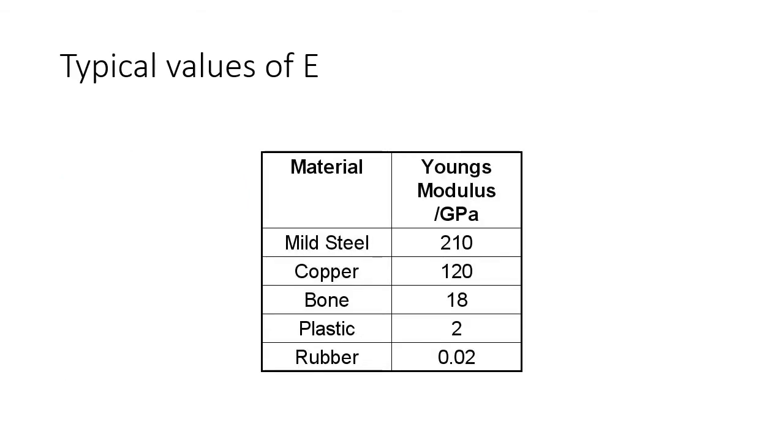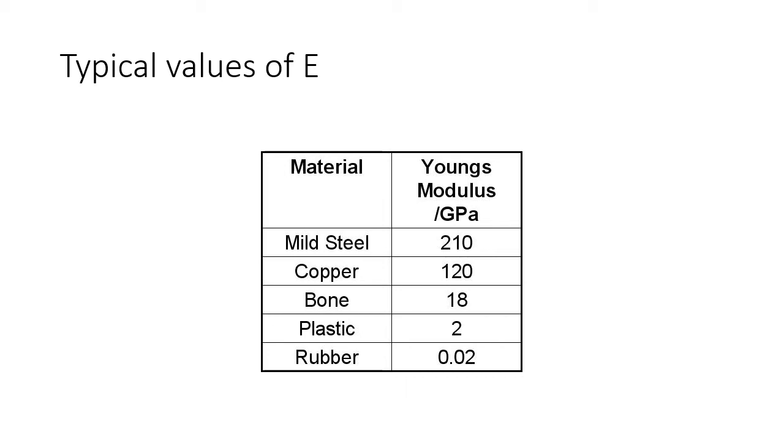Now, just before we have a try at one of the examples, here are some of the typical values. You don't need to know these, but it is kind of obvious to start with. Mild steel has quite a high Young's modulus, hence why it's used for construction so much. Copper, half the Young's modulus. You're starting to look at things here that it's becoming too elastic. It's not stiff enough to use in reinforcement, for example.